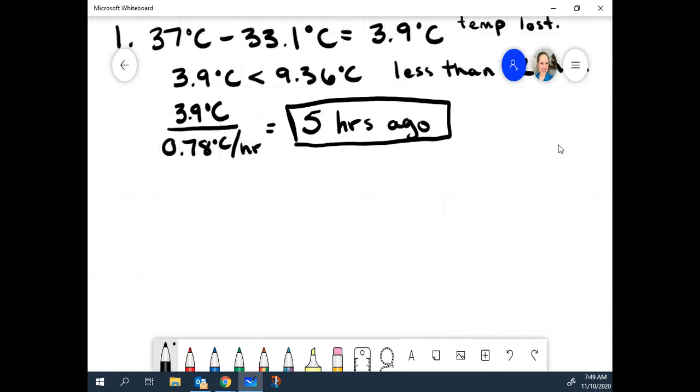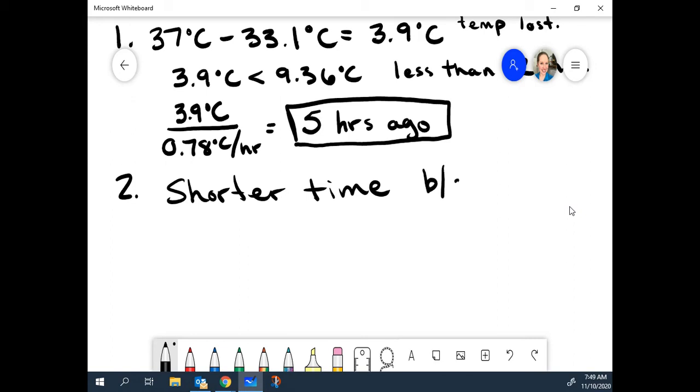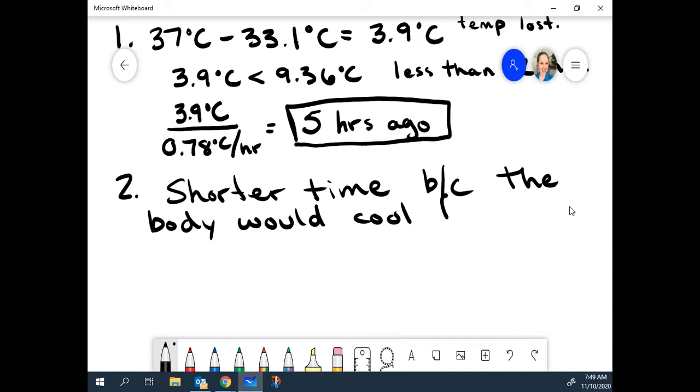All right, so let's look at number 2. Number 2 actually didn't require you to do any math. What number 2 wanted you to talk about is if the body was found outside in winter, what would that do to the rate of cooling of the body? Because it's colder outside, it would cause the body to cool down faster. So it would have been a shorter time than the calculation that we did above. And we would say, because we have to explain our answer, the body would cool faster in a cold environment.